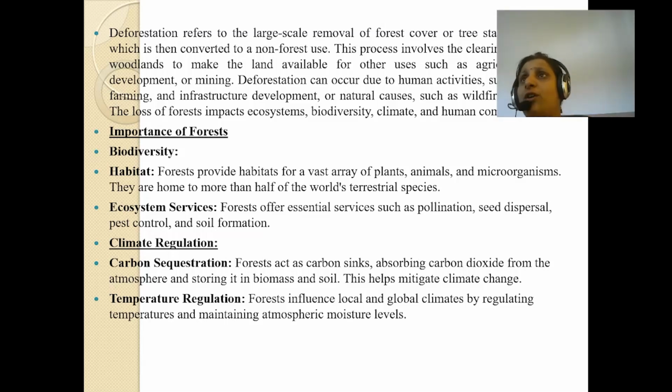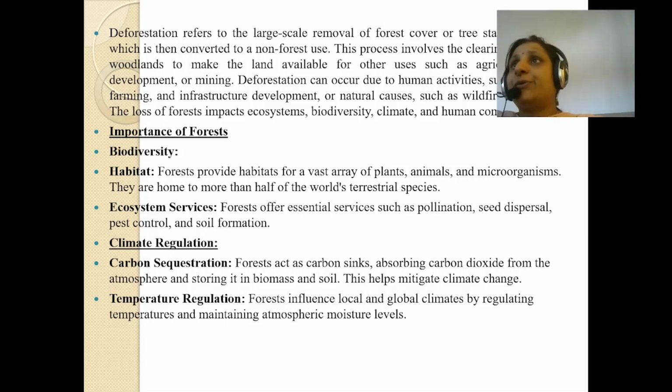This process involves the clearing of forest or woodlands to make the land available for other uses such as agriculture, urban development, or mining. Basically, deforestation is done so that the land freed from the forest and tree stands can be used for agriculture, urban development, and mining purposes.